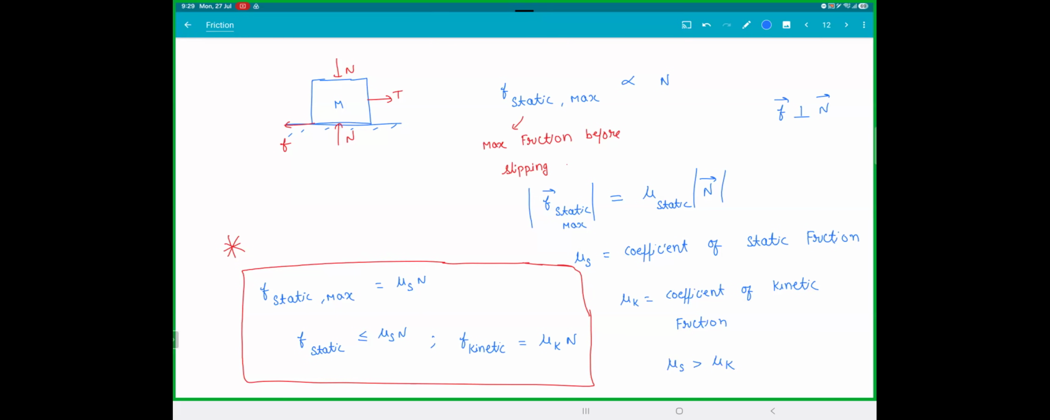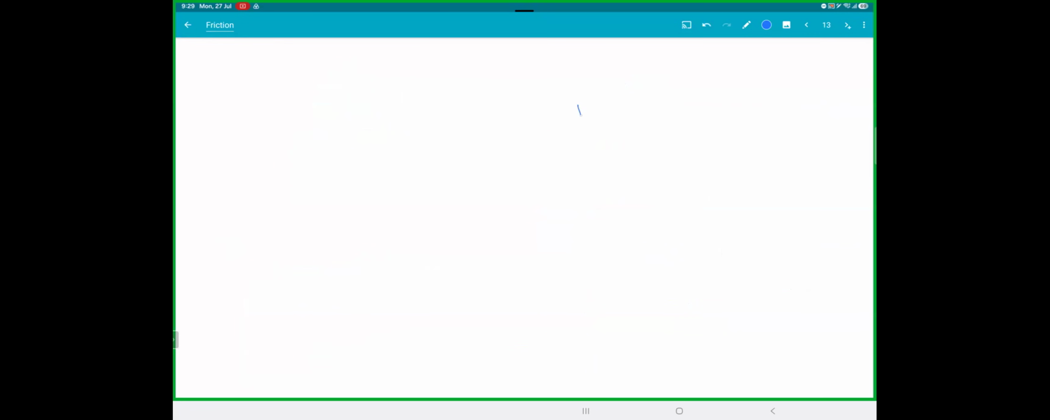So let me give an analogy. What is Fs max and what is Fs? Think of it like this. Let's say you have 1 lakh rupees with you, and you're ready to give it to me. You're a good person. You're okay to give it to me. I ask you for 20,000. How much will you give me?